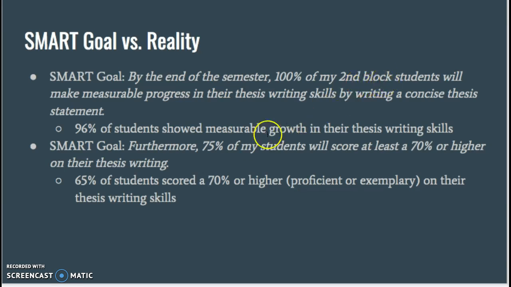Furthermore, my SMART goal dictated that 75% of students would score at least 70% or higher. While I didn't meet that goal either, I'm pretty proud of the fact that 65% of my students scored proficient or higher, so 75% or higher. And as I said, all students but 1 showed at least some progress.